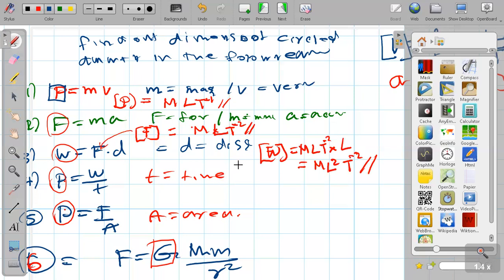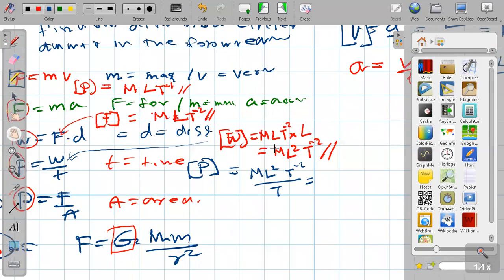In this part, you have to substitute this work done over to here. The power is work done over time. So work done is ML square T minus 2 over time T again. So this comes up. What is my finalized dimension? It's going to be ML square T minus 3.